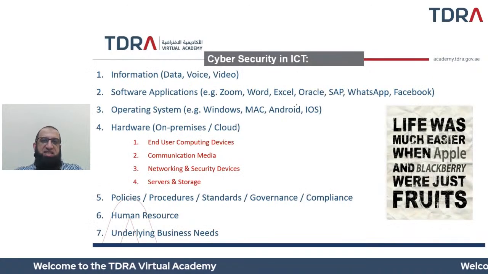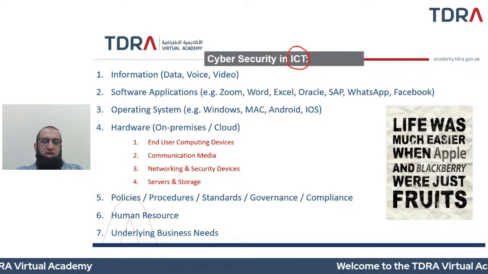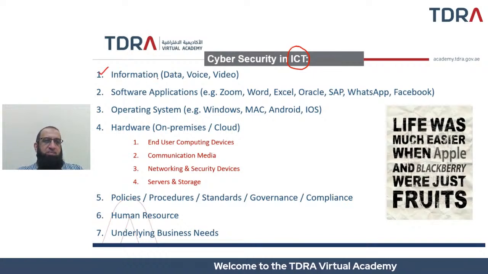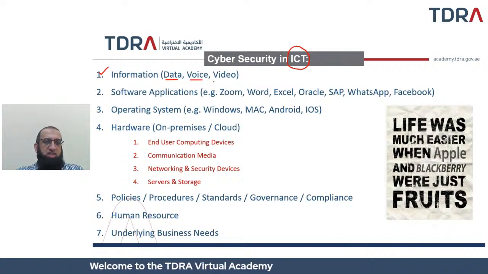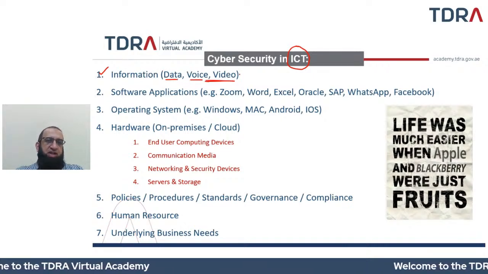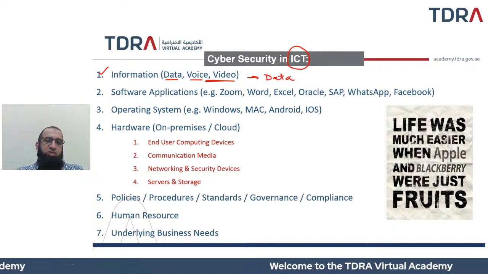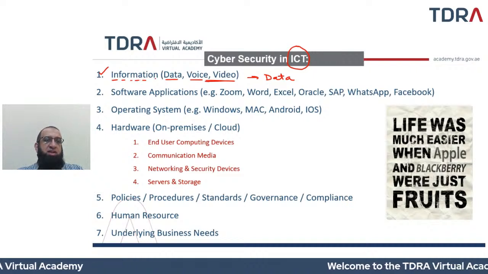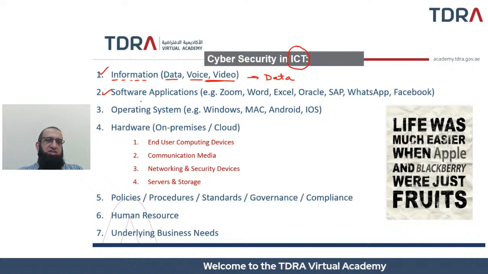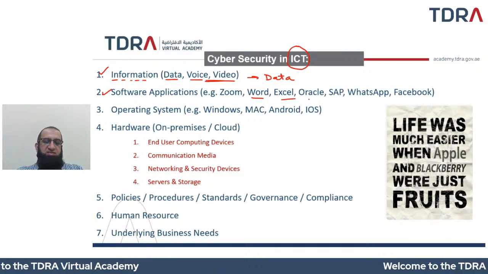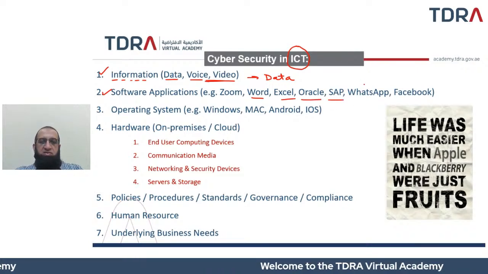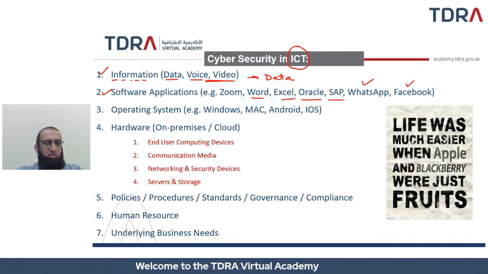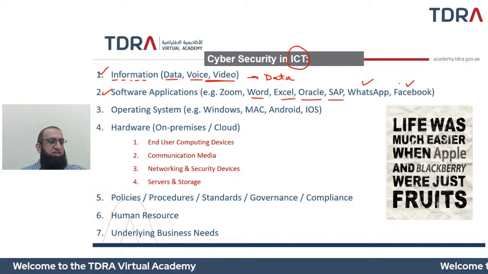Now, when we say ICT, information and communication technology, the first thing is the information itself. That includes data, video, and voice, right? These are normally referred to as data nowadays. So when you say we have a data network, it primarily includes voice and video. Now, in order to access this information, to play with this information, to create new information, we need some software applications. For example, Zoom for video conferencing, Word, Excel. For ERPs, we have Oracle, we have SAP. In social platforms, we have WhatsApp, we have Facebook, right? So these are different software applications that we have.